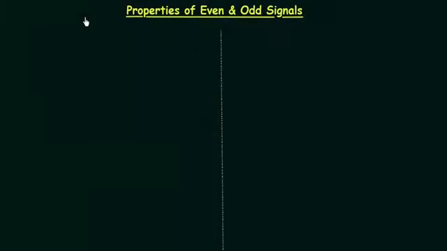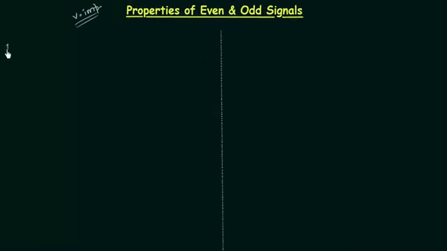have knowledge of even and odd signals, and we can also calculate the even component and the odd component of a continuous time signal. In this lecture, we will explore various properties of even and odd signals. This lecture is very important because by using these properties, we can save time while solving the problems.